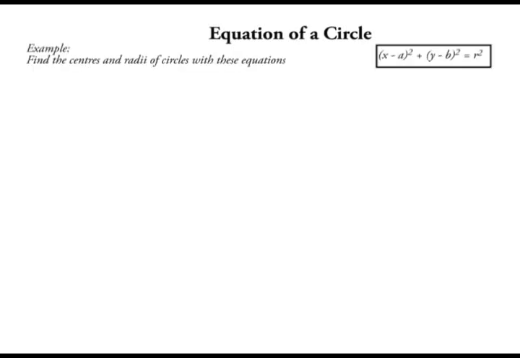Examples: find the center and radii of the circles with the following equations. The first one, (x minus 4) squared plus (y plus 2) squared minus 4 is equal to 0. We rearrange that by taking negative 4 to the other side. So we have (x minus 4) squared plus (y plus 2) squared is equal to 4. The general equation of a circle is (x minus a) squared plus (y minus b) squared is equal to r squared. 4 is the same as 2 squared.